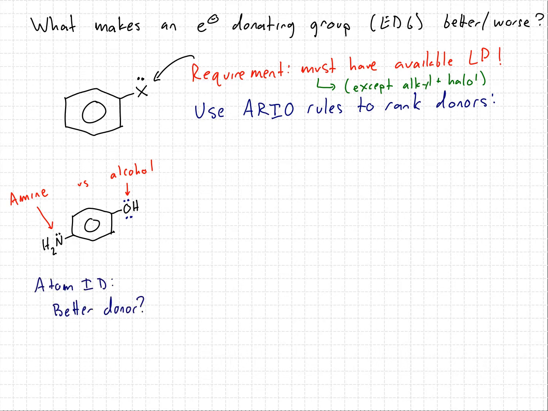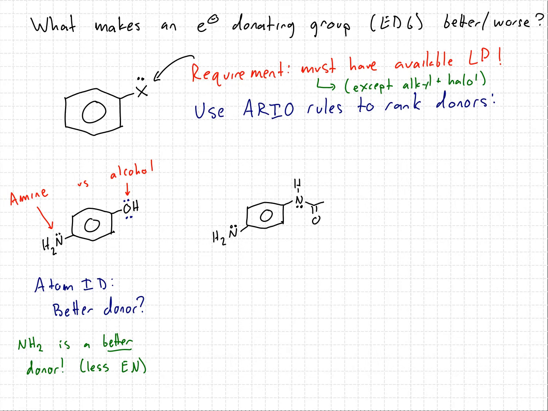All right, so if you talked about these being better due to atom identity, you are absolutely correct. The question we're trying to answer here is which of these two different atoms is a better donor? Is it the amine nitrogen or the alcohol oxygen? Well, if we look at atom identity, those two atoms are related mostly by electronegativity, so the amine would be a better donor compared to the alcohol. It's a less electronegative atom.